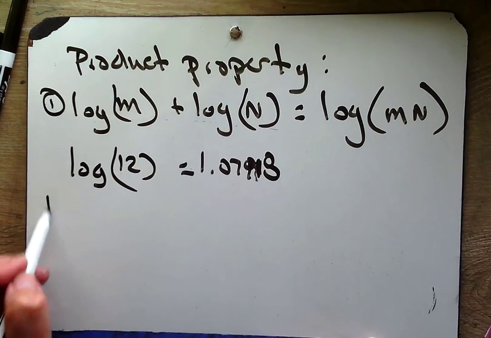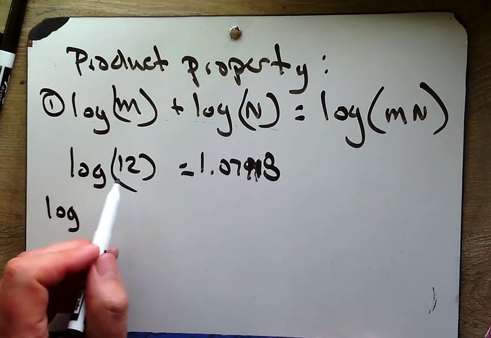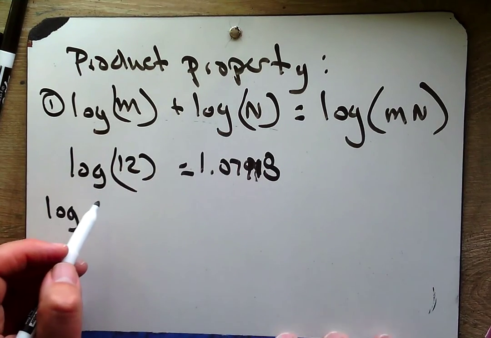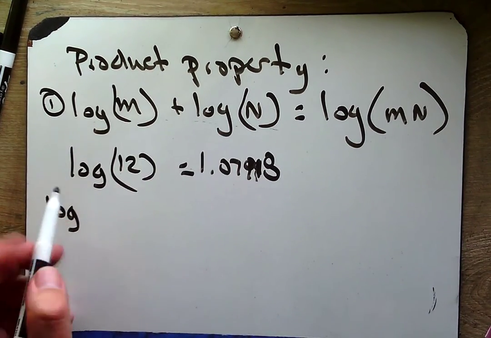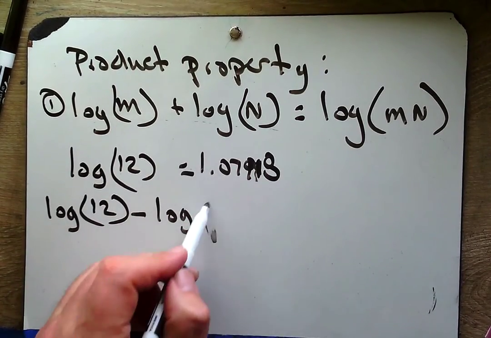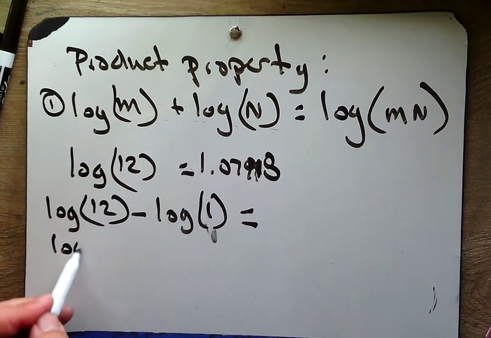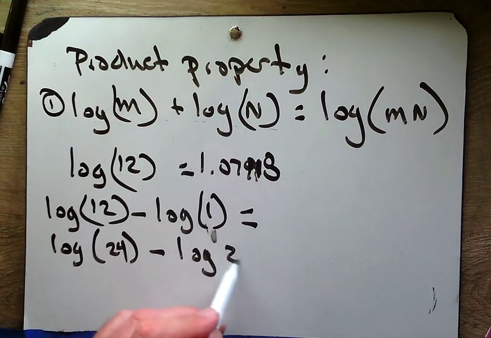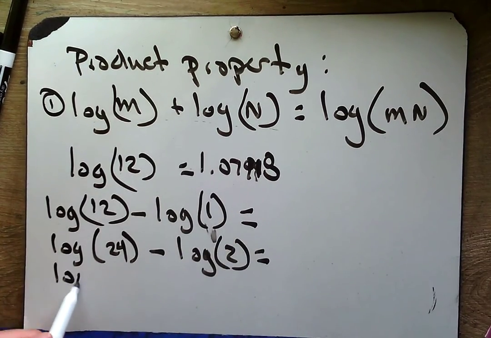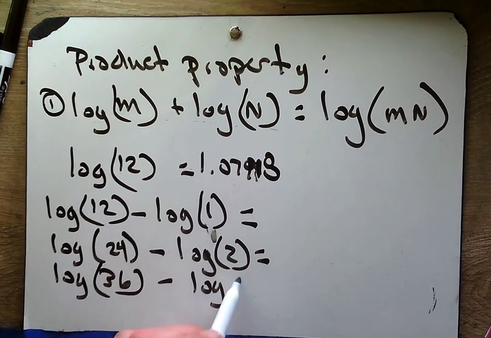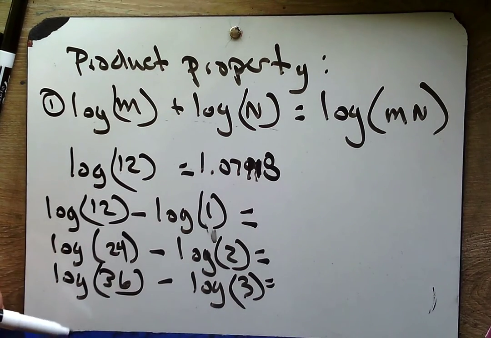All right. So what about not log 3 plus log 4? We already established that exists. No, actually, I want to do this other approach. I want to do log 12 minus log 1. And I want to look at log 24 minus log 2. And I want to look at log 36 minus log 3. Okay? So will you compute each of those?